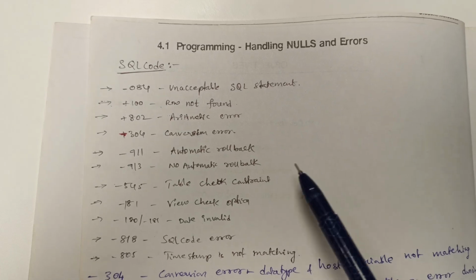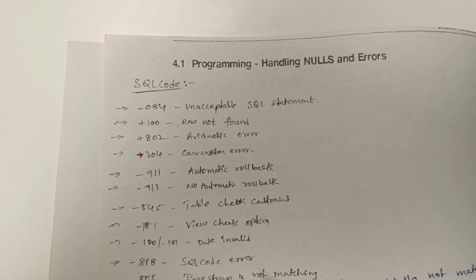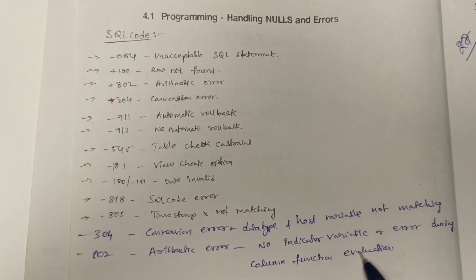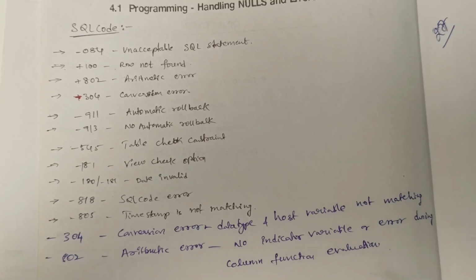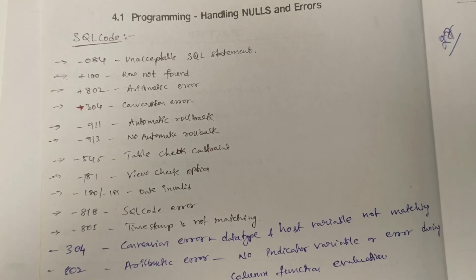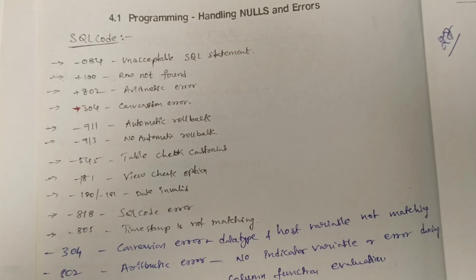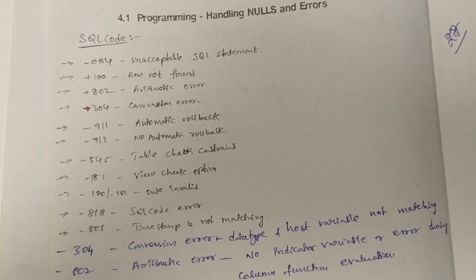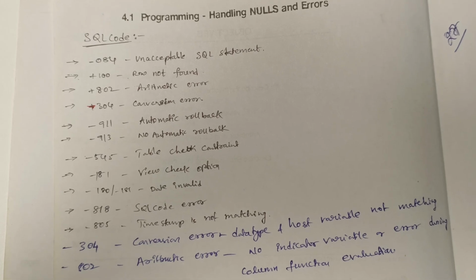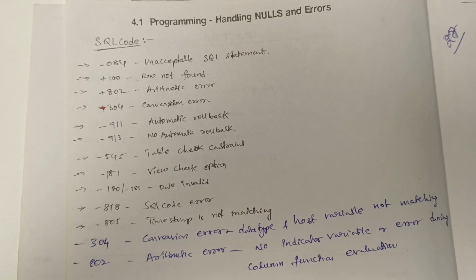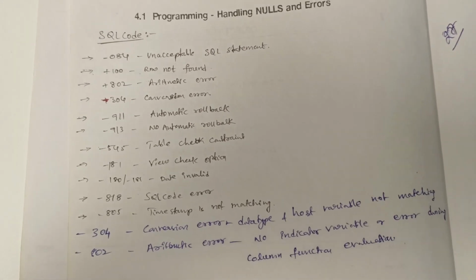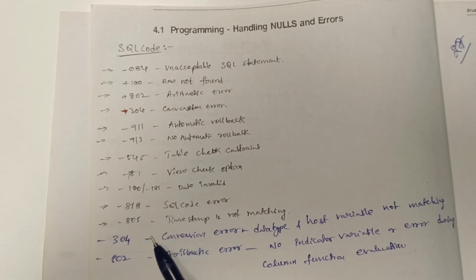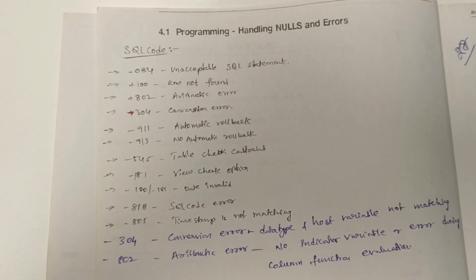84 means an unacceptable SQL statement, 100 means no row found. Friends, these are some SQL error codes, and they will be asked in the interview. Sometimes the interview questions are like what is minus 911 and minus 913, what is an 811 error, what is an 818 error, and what is an 805 error code. For example, 818 is a timestamp mismatch error.